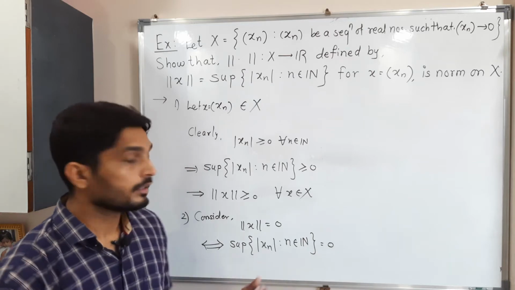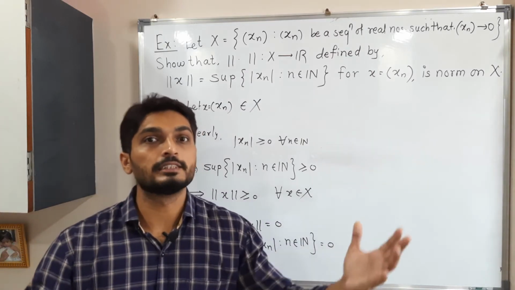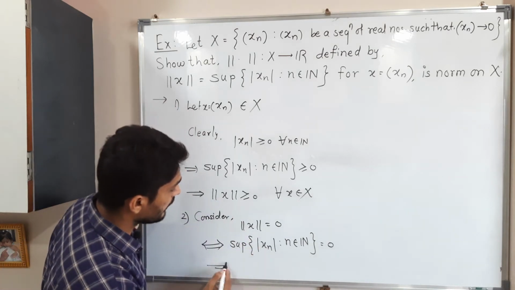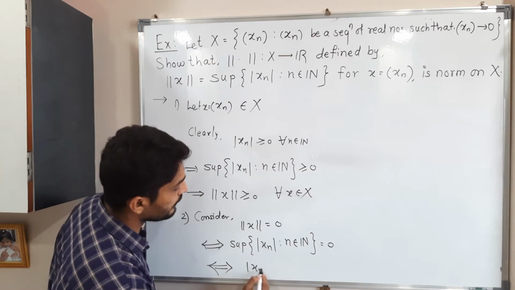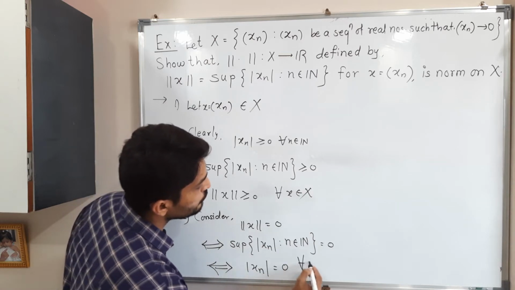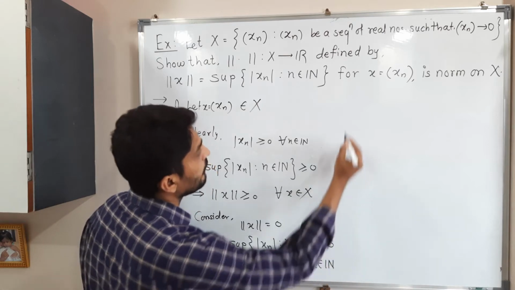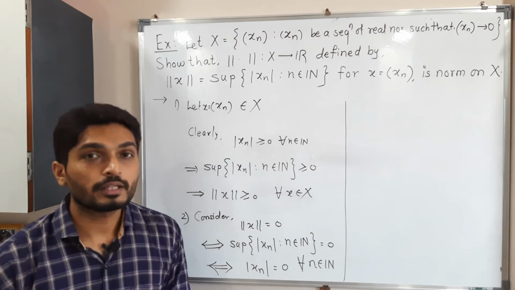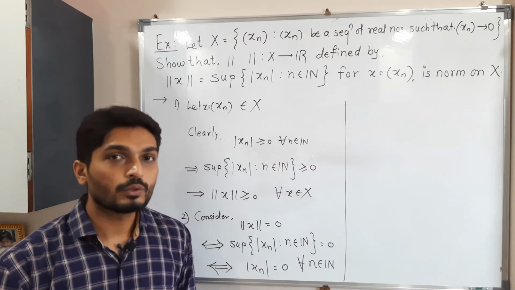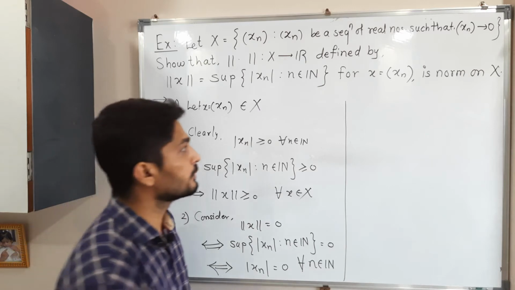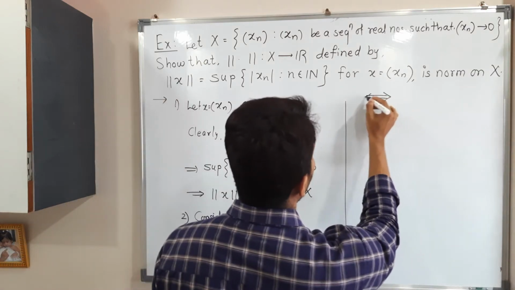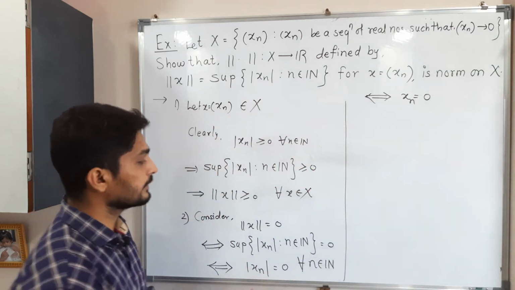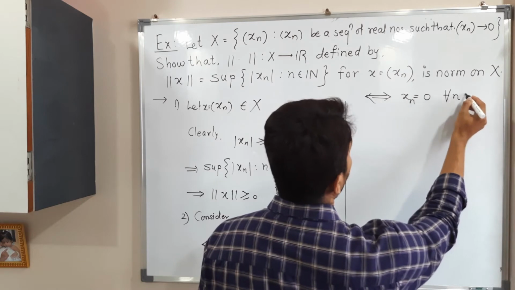I will write this is supremum of mod x_n, n belongs to set of natural numbers, that is also equal to 0. So if supremum, the maximum, is 0, that means each term should be 0. Getting? And none of them can be negative, no? That's why supremum is 0. That means each of them, mod x_n, is 0, and this is true for all n belonging to the set of natural numbers. For all elements we are having mod 0. Tell me which number has mod 0? So the number should be 0, then only its mod will be 0. So therefore I can write if and only if x_n is equal to 0, and this is true for all natural numbers.